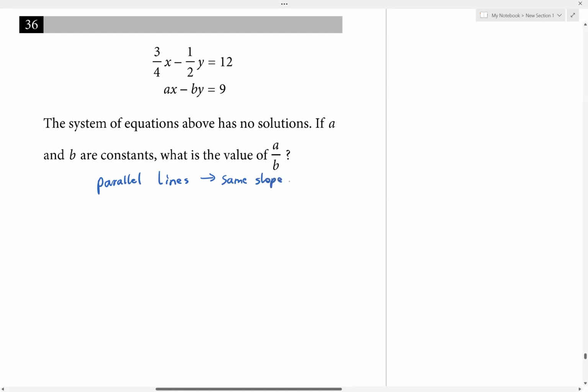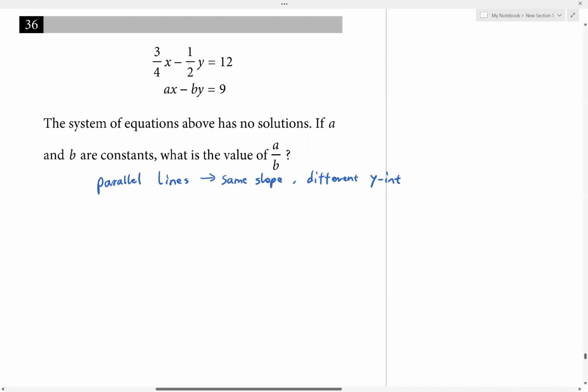Okay, same slope and different y-intercept. Because if the y-intercept is also the same, then they will have infinitely many solutions. They will always be touching each other. So same slope but different y-intercepts. So they will have the same slope, but we have some space in between them, so they won't touch each other. Okay.